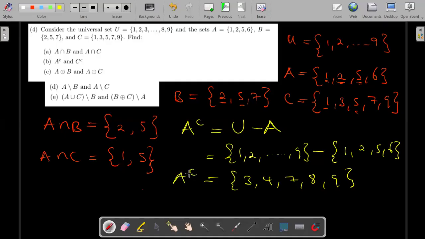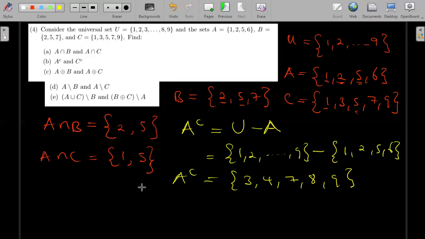So as we said, in other words, what we're talking of is all elements that are not in the set A but sit in the universal set. This is what we mean by A complement. All elements that are not in the set A but sit in the universal set, and that's what we get here. So we do a similar thing for the set C.